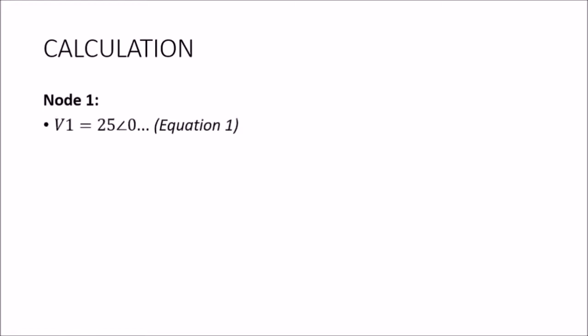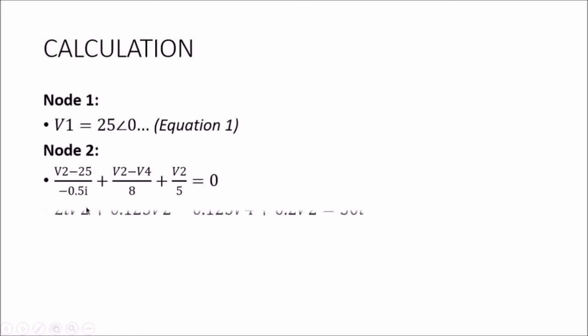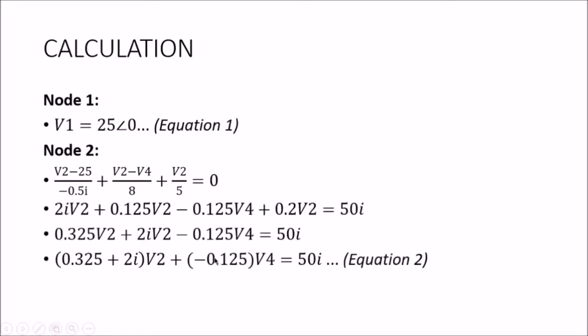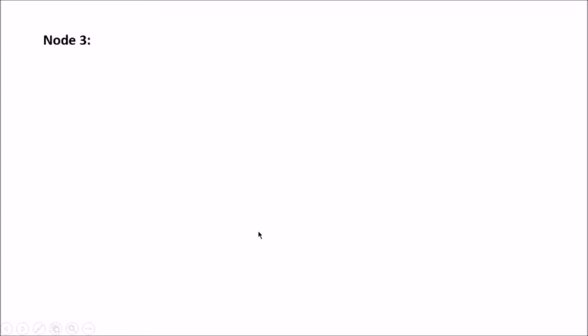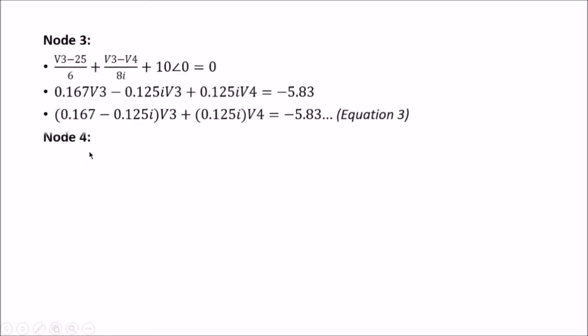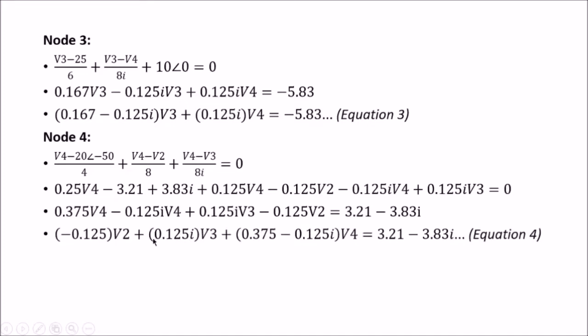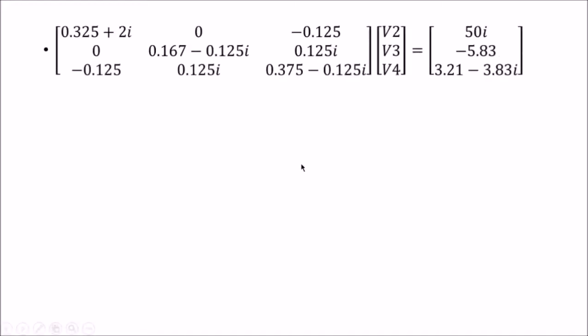For node 1, this is the equation. I represent it as equation 1. For node 2, this is the equation for node 2. I represent it as equation 2. For node 3, this is the equation. And lastly for node 4, this is the final equation. I represent it as equation 4. After you get the equations, then you need to solve them by using Cramer's rule.